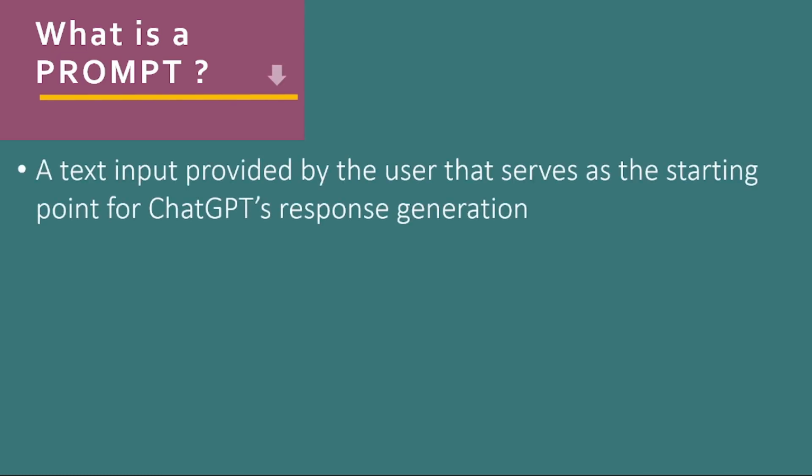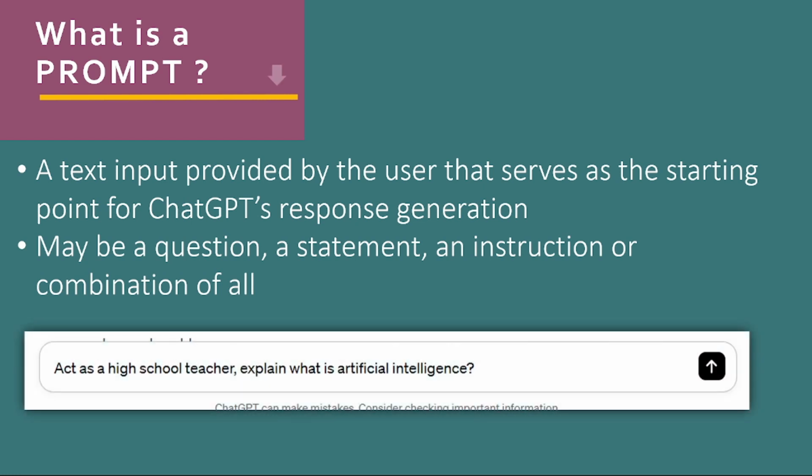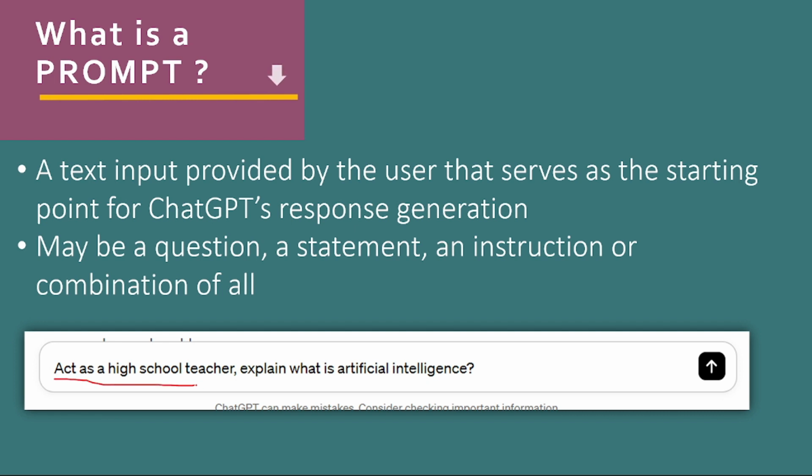Any text that you give on the ChatGPT interface to get a response is a prompt. A prompt can be a question, a statement, an instruction, or a combination of all. The image that you see here is an example wherein we are giving a prompt. We are saying, act as a teacher. Here we are trying to tell ChatGPT to act as a teacher. This is called persona. So you are setting up a persona, telling ChatGPT, hey ChatGPT, become like a high school teacher and explain the term artificial intelligence.